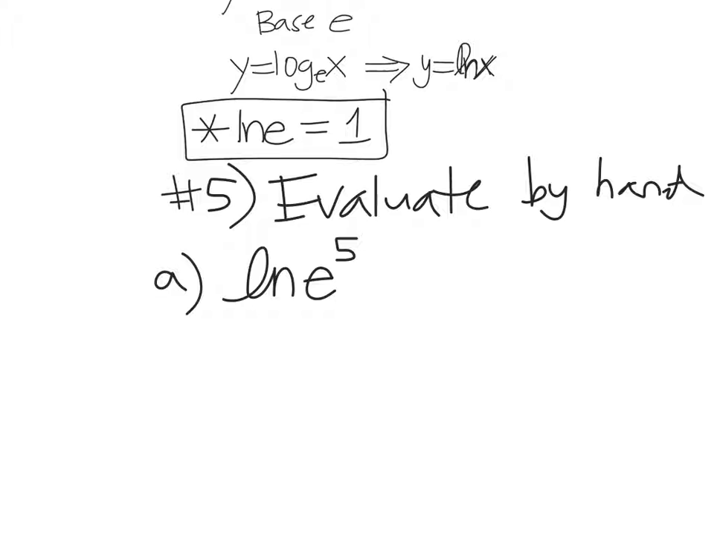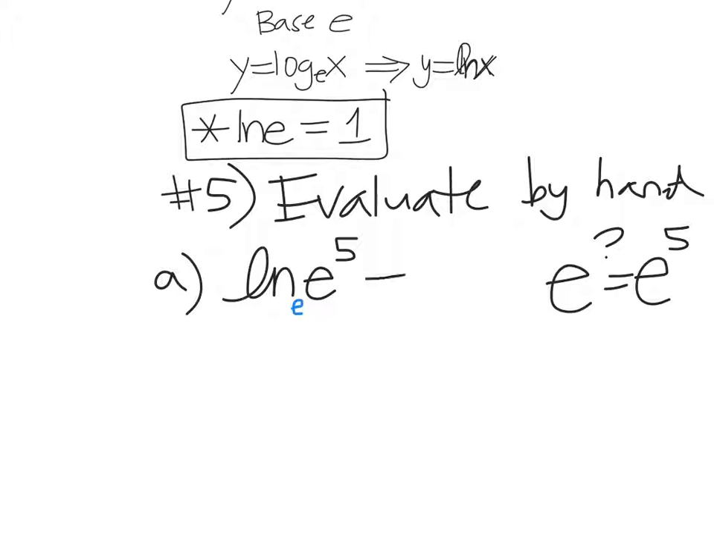Natural log of e to the 5th power. Now, some of you know how to do this a couple of ways, which we're going to get to on Tuesday. But here, you're saying that the base is e. It's not written there, but it's there. So we're saying e to the what power gives me e to the 5th?